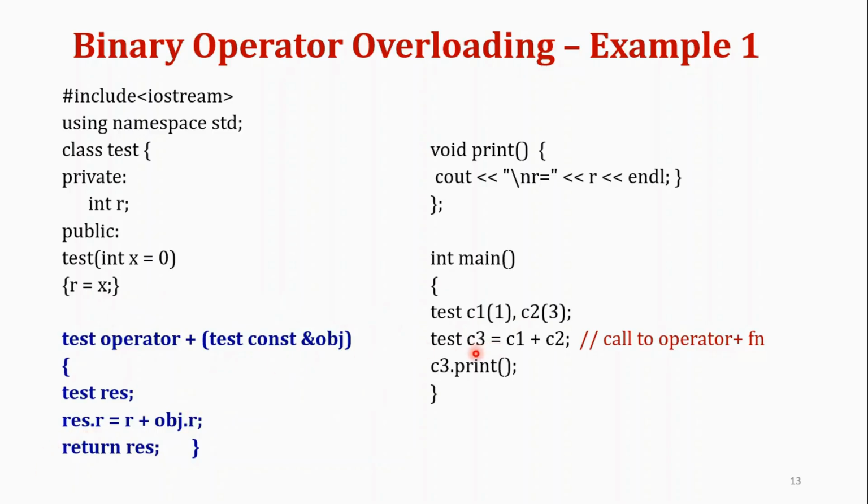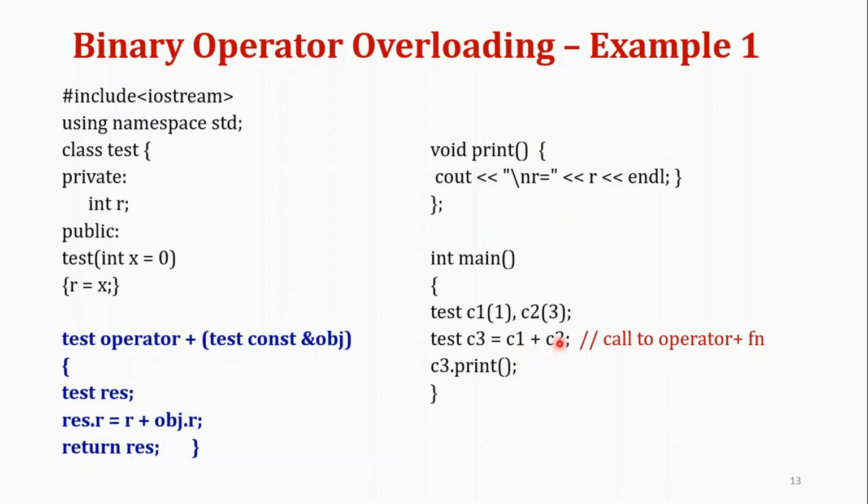Now I'm creating a third object c3. For the c3 object, the initial x value would be 0. If you're not passing any parameter, by default it is going to take the x value from here and assign 0 to r. And c3 would be c1 plus c2. So c1 and c2 are two objects of the test class. Here the plus operator is overloaded, and it is going to call the overloaded plus operator function. So in this line, the operator plus overloaded function will be invoked.